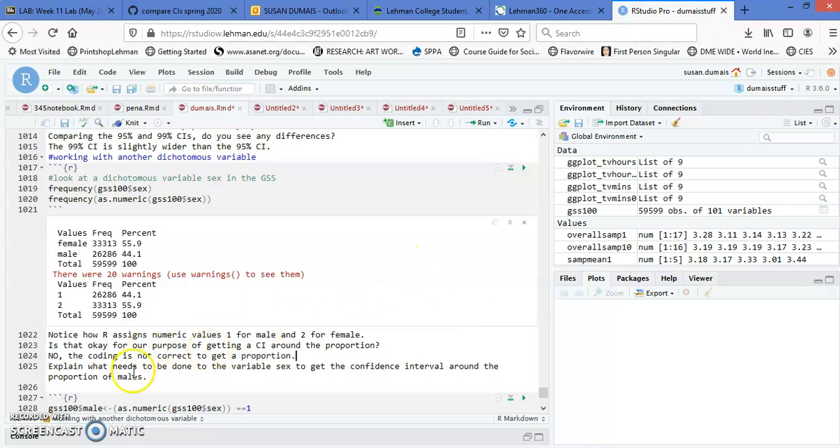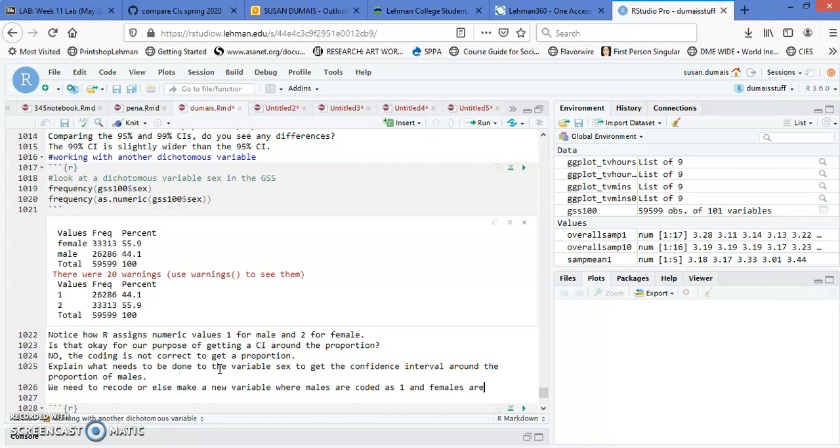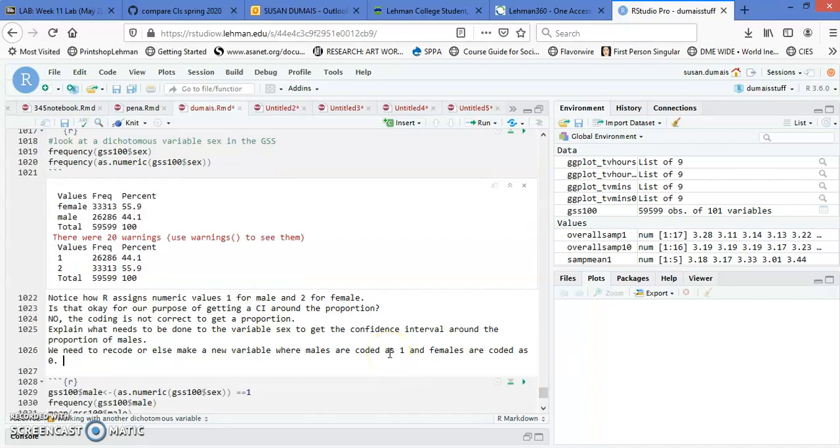Explain what needs to be done to get the confidence interval around the proportion of males. Need to recode or else make a new variable where males are coded as 1 and females are coded as 0, right? If we want the proportion of males, we want the males to be coded as 1 and the females to be coded as 0.